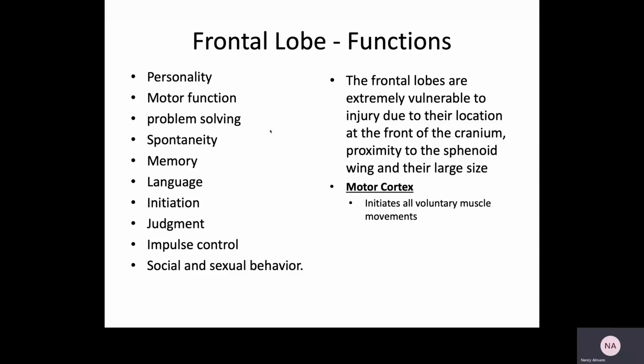Personality, motor function, problem solving, spontaneity, memory, language, initiation, judgment, impulse control, social and sexual behavior. All of those will be controlled and get input from other parts of the brain associated with the frontal lobe. This is the one that's kind of responsible for executive decision making.